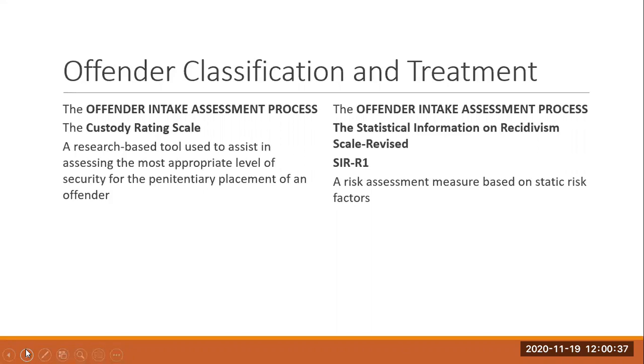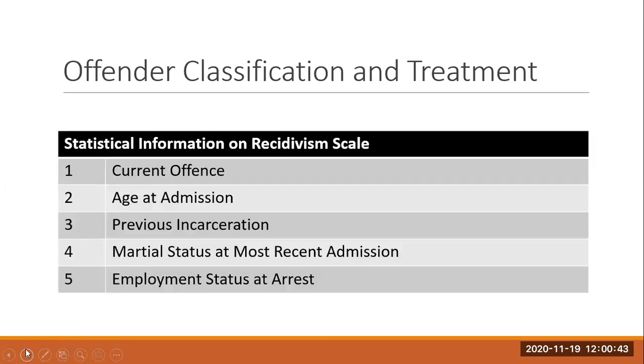Your score on the SIR isn't likely to change much since it's based on a past history of criminal behavior. It includes such items as, to give you an example, what your current offense was. So there's a scoring system. If I was charged with fraud, I would only get a certain number of points, which would be different than if I was charged with aggravated assault. Your age at admission. Do you have a history of previous incarceration? What's your marital status at your most recent admission? Your employment status at arrest? How the scale works is you get a certain number of points for each of these items. So if you're unemployed at the time of your arrest, that's a negative. It puts you at a higher risk. So it's scored a particular way.